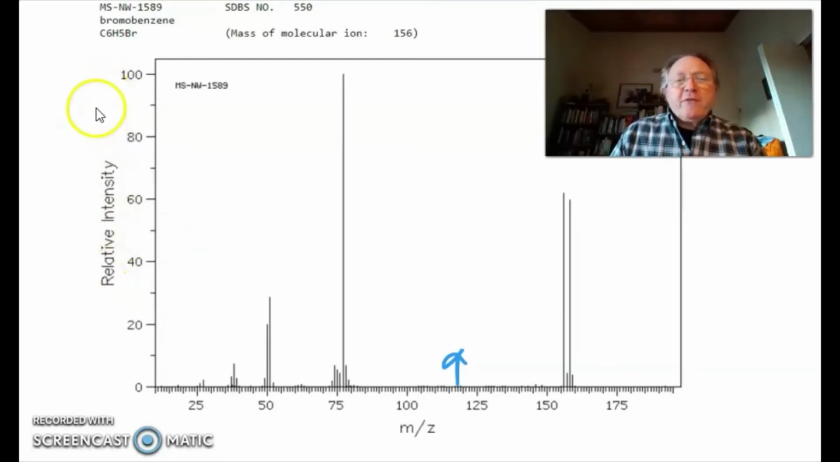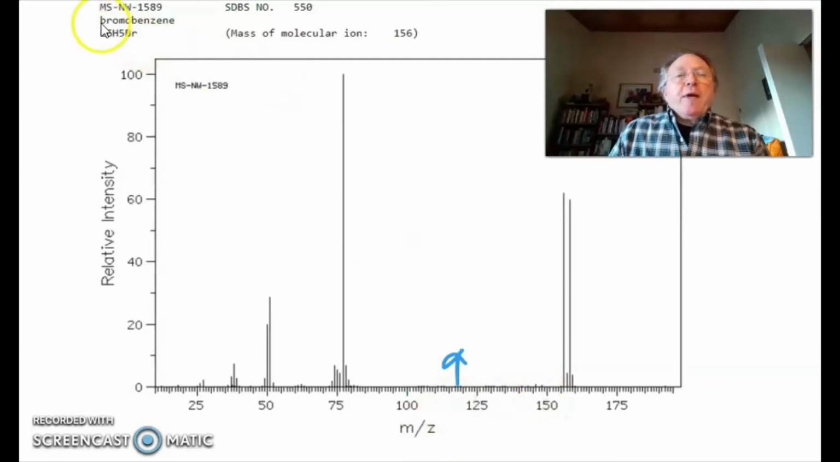What's shown here on the y-axis is the relative intensity. The units are often a voltage, but what's presented here is a percent of the intensity. So the largest peak is given an intensity of 100%, and everything else is relative to that large peak. The x-axis is m over z, where m is the mass of the ion, and z is the charge on the ion. And that's all I'm going to say about that for right now.